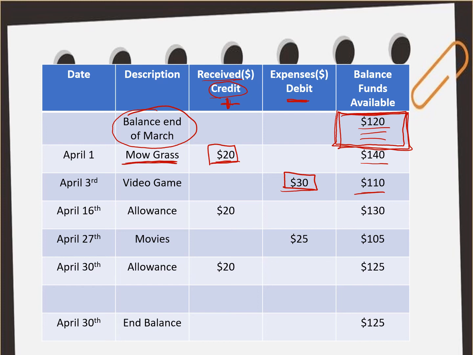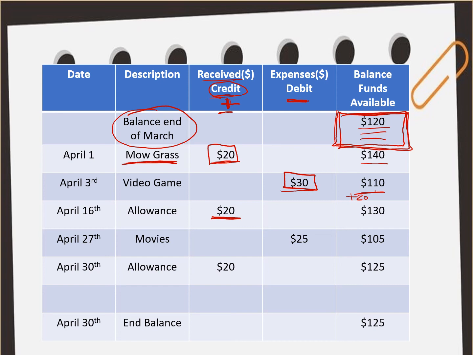And then you go a couple of weeks, you don't have any activity on your account, and on April 16th, you get an allowance. You help out around the house, you take out the trash, you clean your room, and your parents give you a $20 allowance. Again, that's a credit, so we add $20 to our account. 110 plus 20 gives me 130. Now you have $130 in your account.